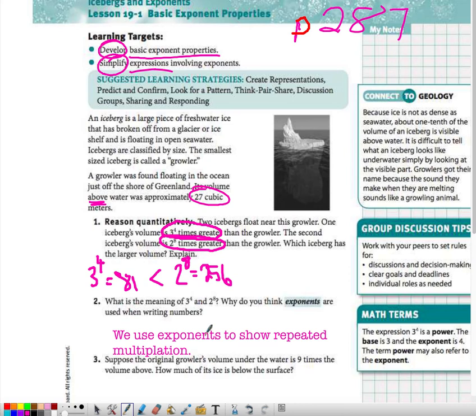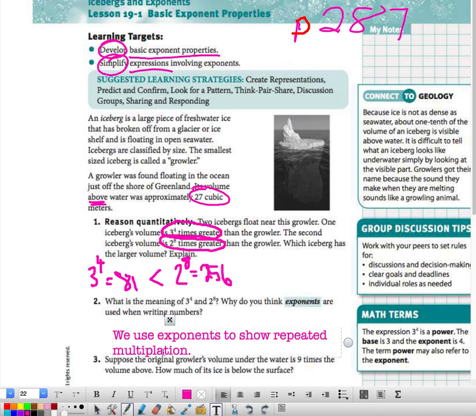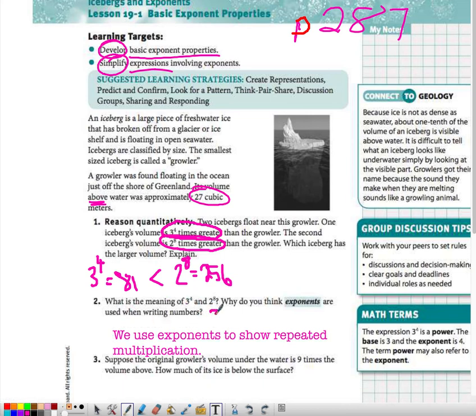So what is the meaning of 3 to the fourth and 2 to the eighth? And why do you think exponents are used when writing numbers? Well, exponents are used to show repeated multiplication. So if I'm writing it as repeated multiplication, 3 to the fourth is 3 times itself 4 times, and 2 to the eighth is 2 times itself 8 times. They're all being multiplied together because that's how we arrived at 81 and 256.